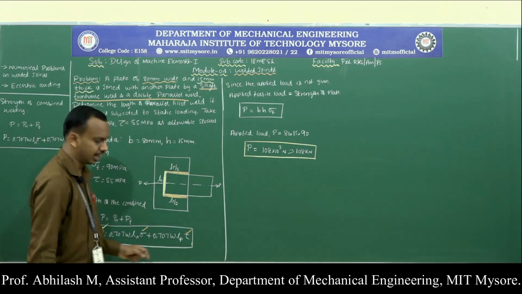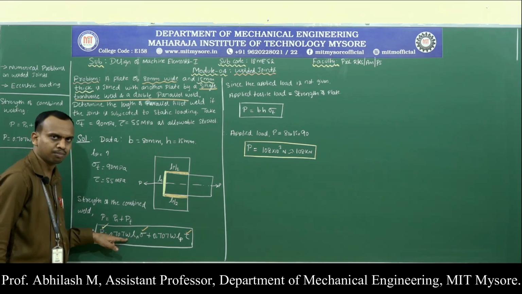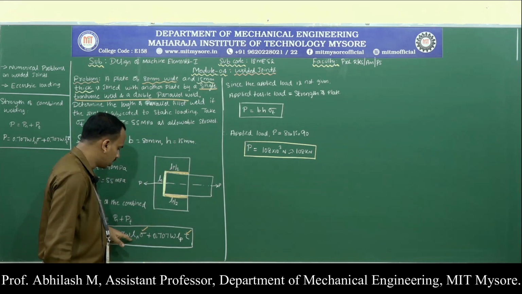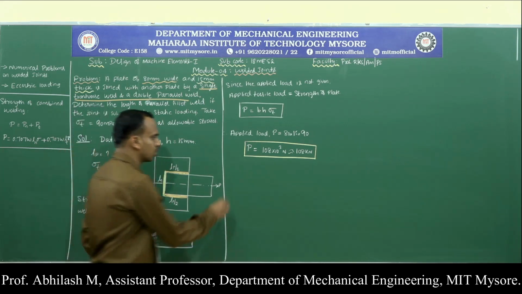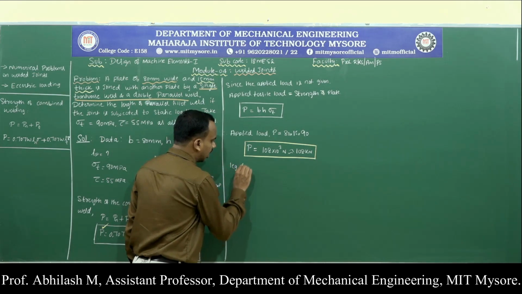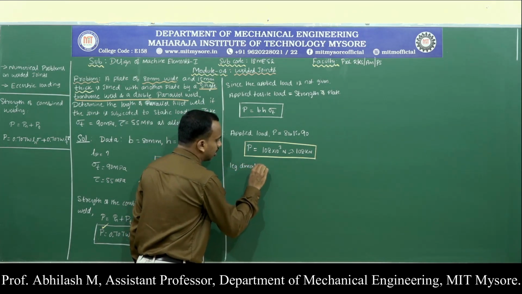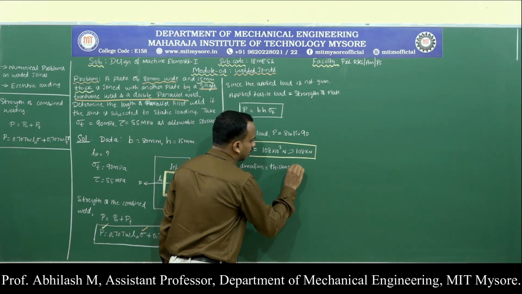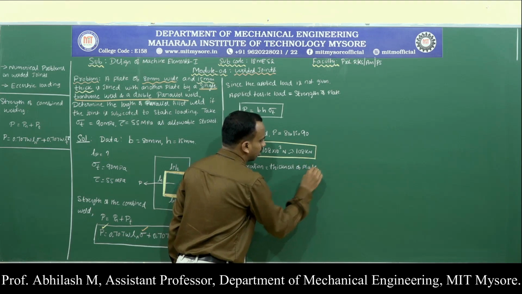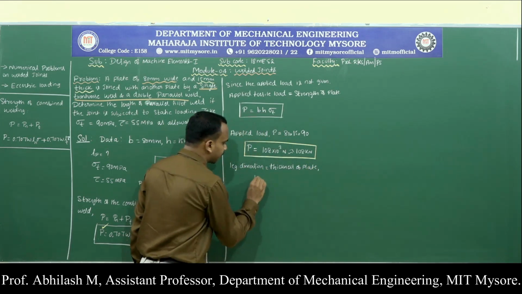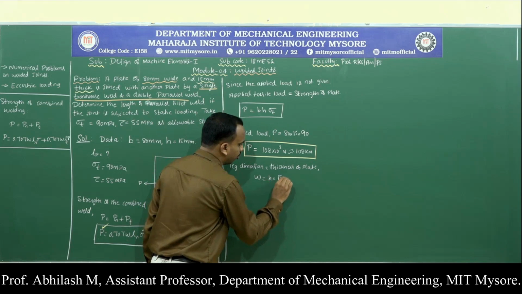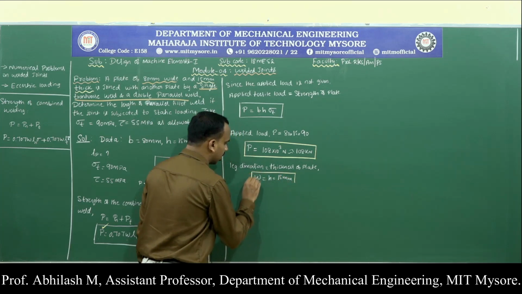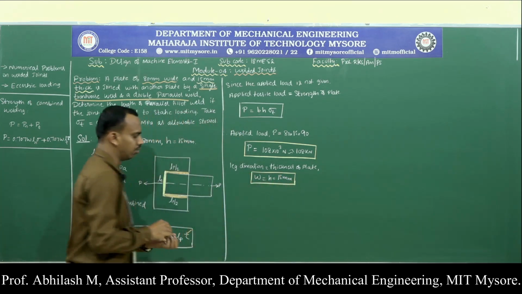The leg dimension or W will be always equal to the thickness of the plate. So the W will be equal to H. So the leg dimension will be equal to the thickness of the plate, where W is equal to H is equal to 15 millimeter.